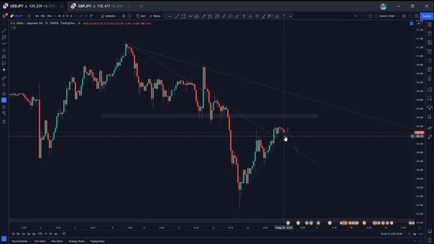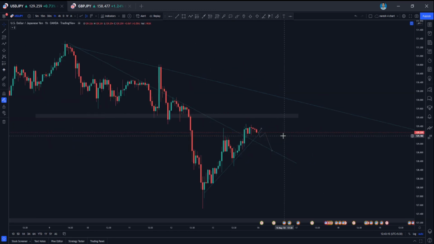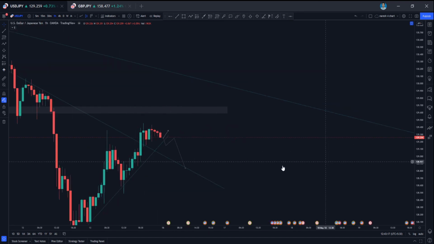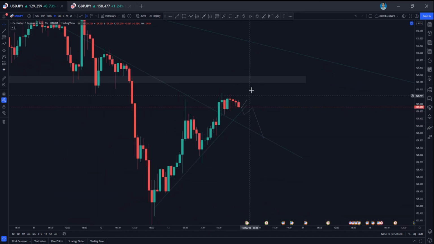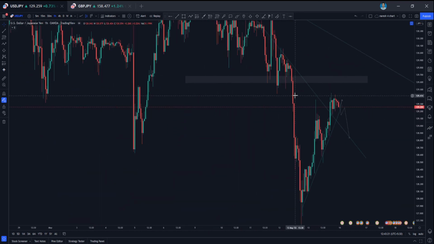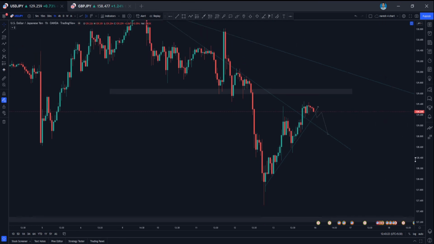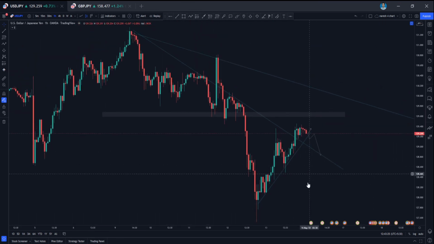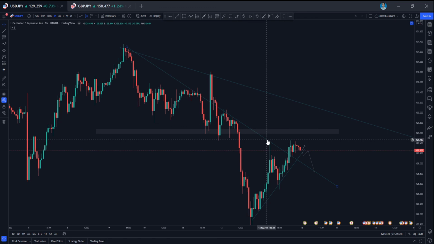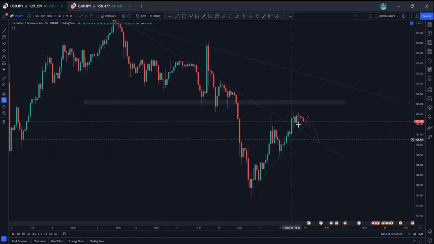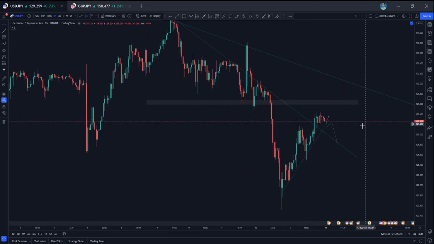Or else if it is directly holding this trend line and moving up, I'll be looking for long entries, because the trend is up, the minor trend is up, and it has already broken this trend line as well. So in 1 hour time frame, it is bullish. So if it is holding this level, and if it is making a bullish candle here, I'll be looking for long entries and target this level.